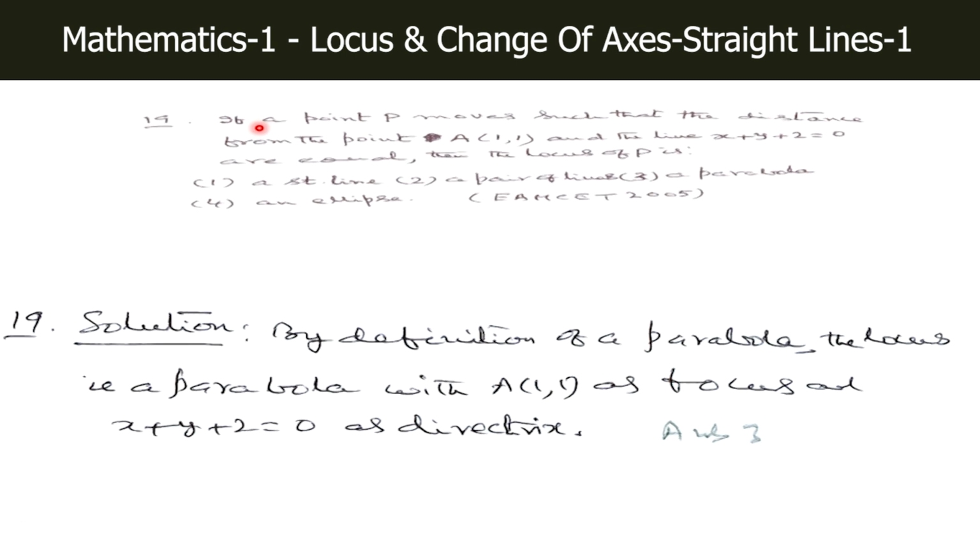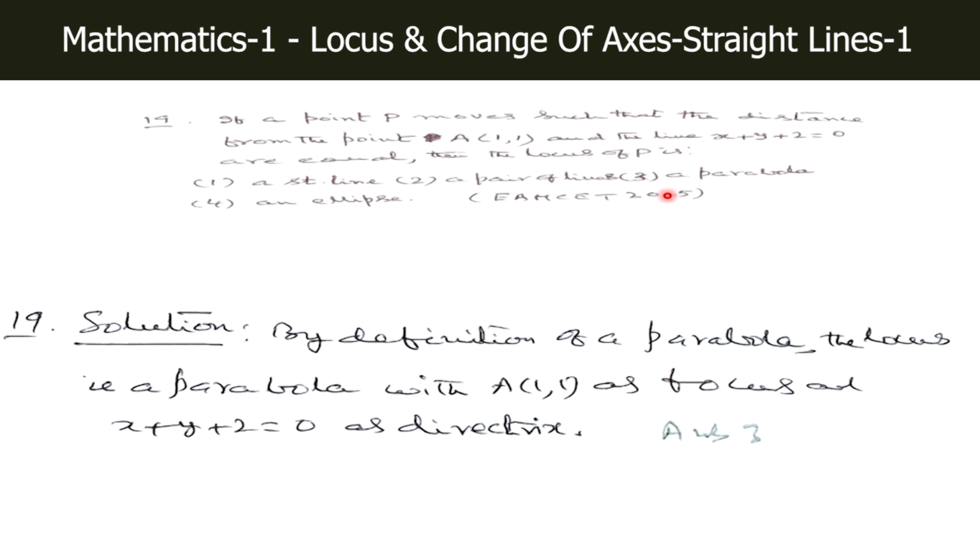Question 19. If a point P moves such that the distances from the point A(1, 1) and the line x + y + 2 = 0 are equal, then the locus of P is: a straight line, a pair of lines, a parabola, or an ellipse. This is EAPCET 2005.